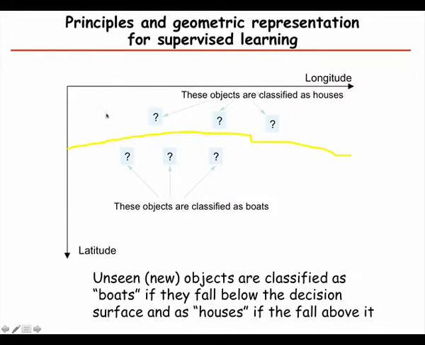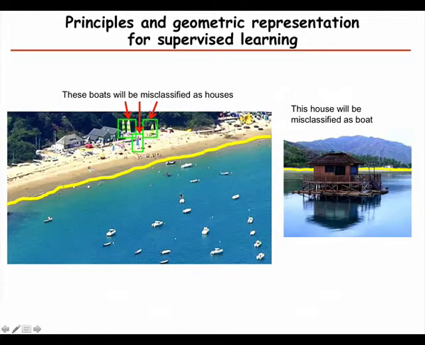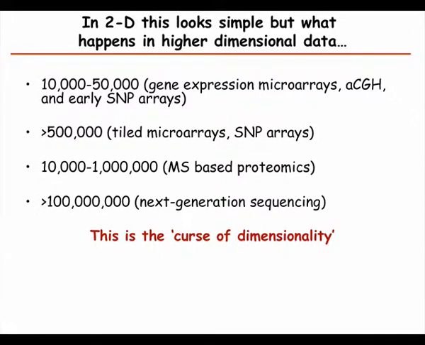Anything that's up above the yellow line is a house, anything that's below is a boat. But of course, we're going to make mistakes. So the houseboat, this house will be classified as a boat, while these boats that are up on land are classified as houses. And so this is what we're going to run into also with molecular markers. But we have a much more difficult problem, because 2 dimensions is relatively easy, but we can have an enormous amount of dimensions.